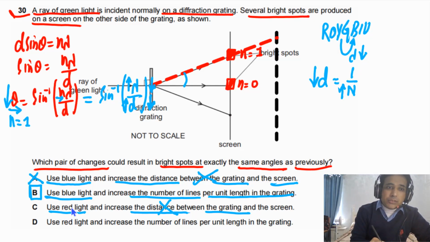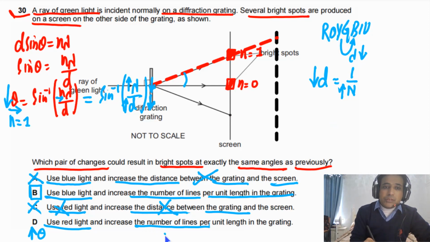So if we increase lambda, it means theta will increase, so this is not possible. C, use red light, so it means theta will increase. Increase the number of lines, so it means d will decrease. If d decreases, theta will also increase, so theta will not remain the same. So this is also not possible. So the answer for this question is B.